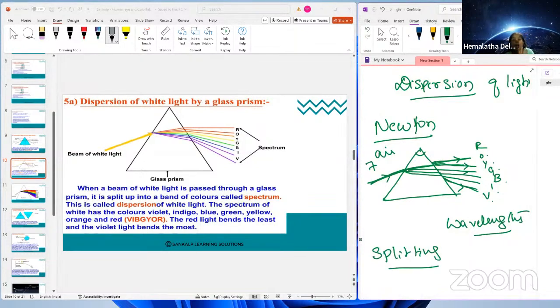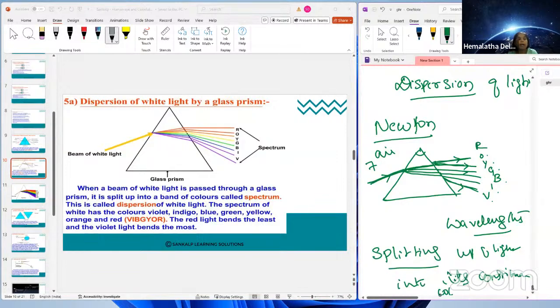This will not happen in the parallel prism. In a rectangular prism, it will not happen. It happens only in the triangular prism. Splitting up of light into different colors happens depending upon the angle of the prism, like this. Splitting up of light into its constituent colors.